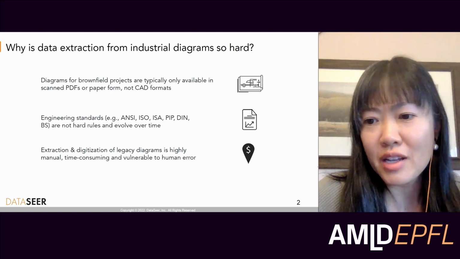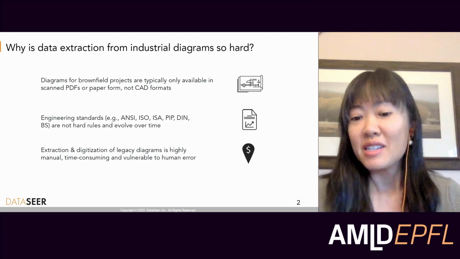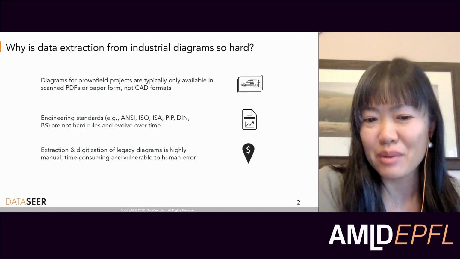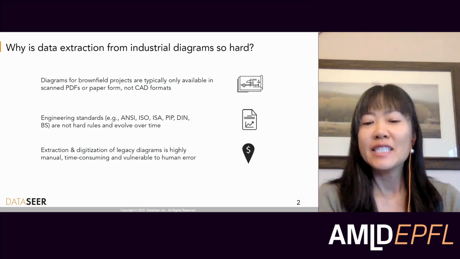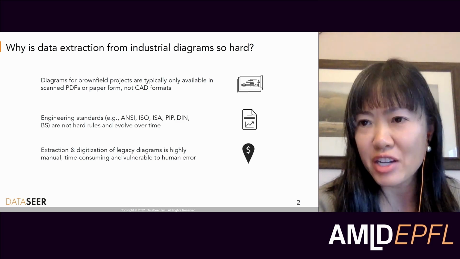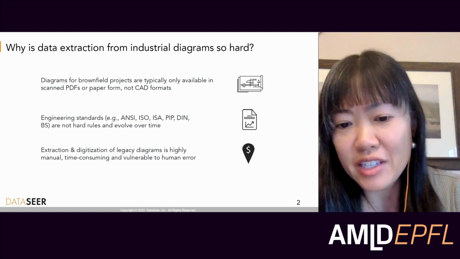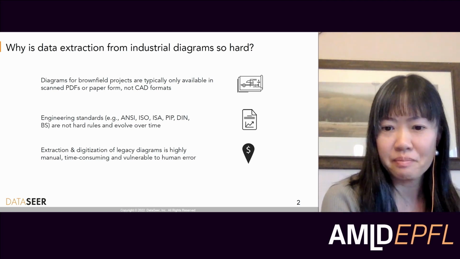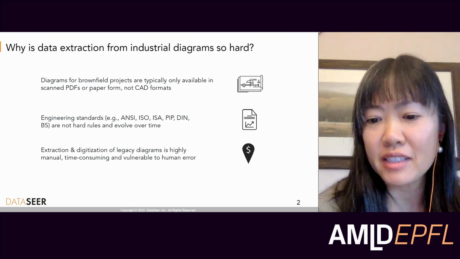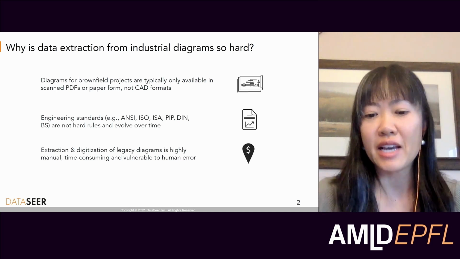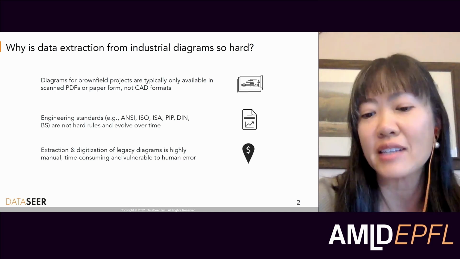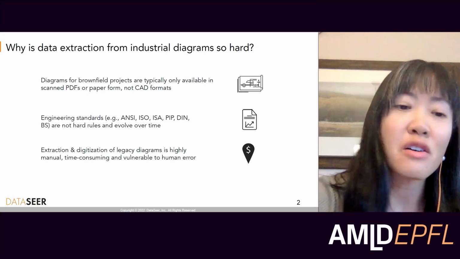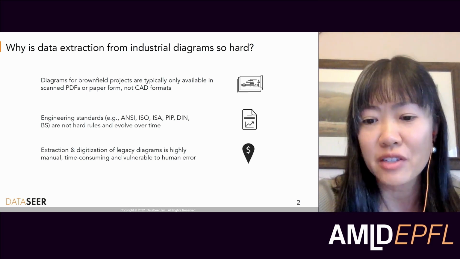You might be asking yourself, what's so hard about data extraction from diagrams? First of all, diagrams are typically shared between organizations and also within organizations in PDF image format. Most legacy installations don't have diagrams digitized in CAD form. This makes simple tasks like searching for files or finding where something's located in a multi-page file really hard.